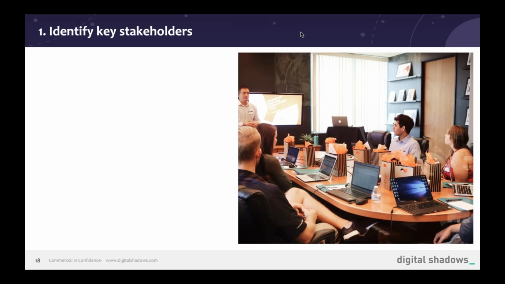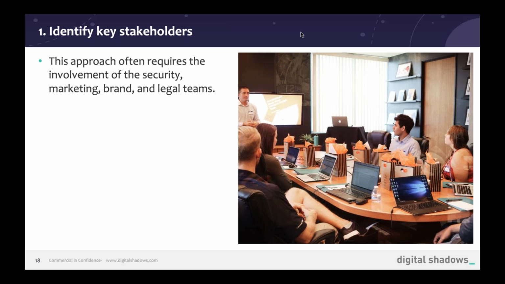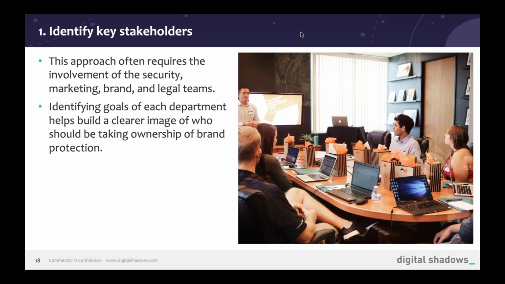The first area I want to talk about is the importance of identifying key stakeholders. And this is quite an interesting issue, I think, from a security perspective, because if we think of that traditional perimeter, it's quite clearly owned by the security team. But this actually often involves a few different teams. We might look at the marketing team, the brand team, that might be part of marketing clearly, legal teams. So already there's quite a wide range of stakeholders.